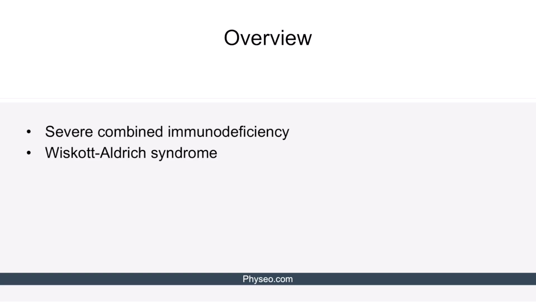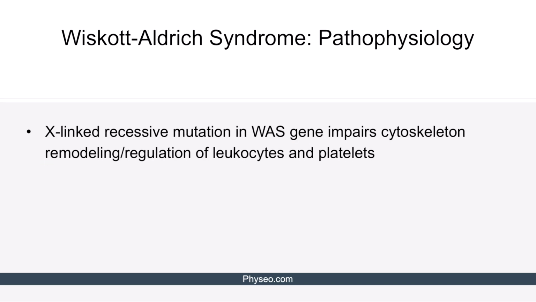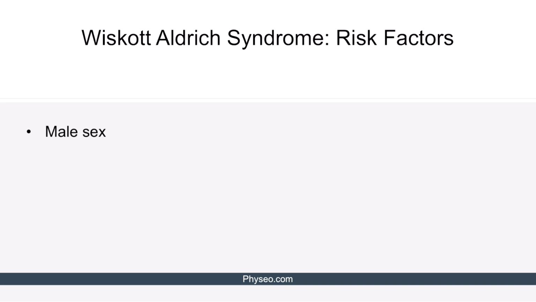Now that we've covered severe combined immunodeficiency, let's move on to discuss Wiskott-Aldrich syndrome. At its core, Wiskott-Aldrich syndrome is a primary immunodeficiency disorder that affects leukocytes and platelets. Specifically, an X-linked recessive mutation in the WAS gene impairs cytoskeleton remodeling or regulation of leukocytes and platelets, which in turn impairs the function of these cells. The primary risk factor for Wiskott-Aldrich syndrome is male sex, due to its X-linked recessive inheritance pattern.